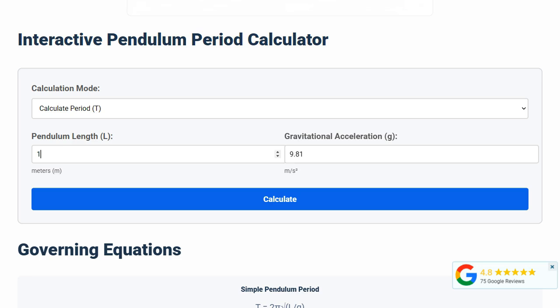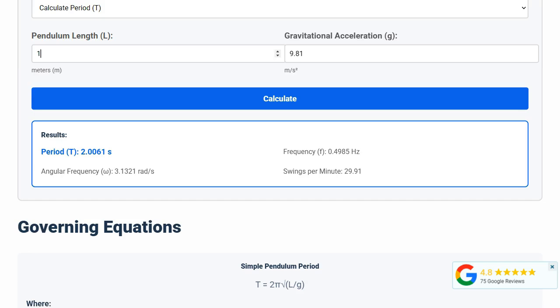Once you enter these values, the calculator displays the period in seconds, showing you exactly how long one complete oscillation takes. The results section also shows the frequency in hertz, which tells you how many swings occur per second.